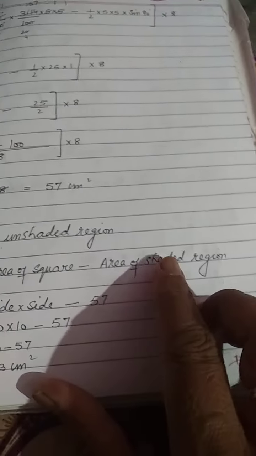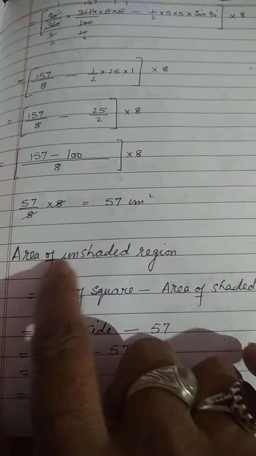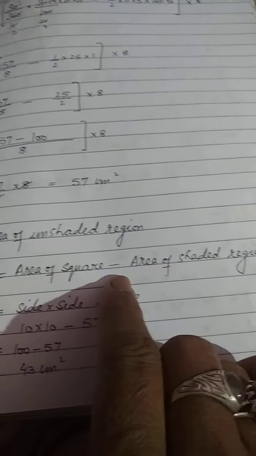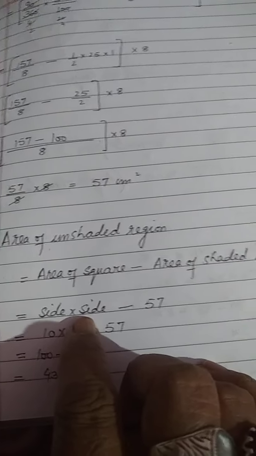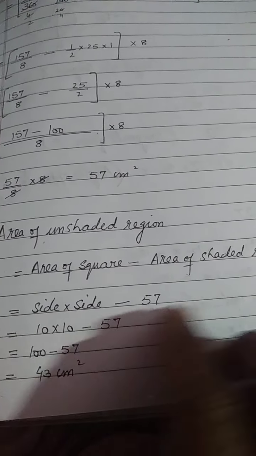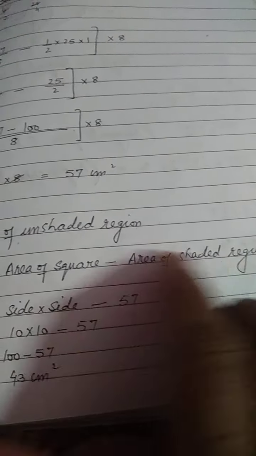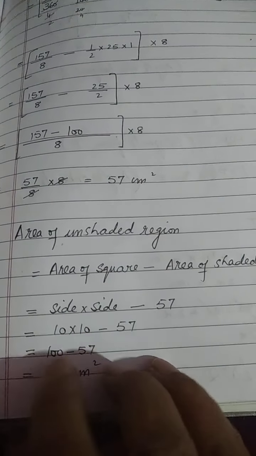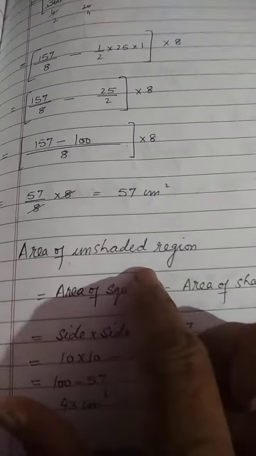Now for the unshaded region, if you subtract the area of this shaded region from the area of the square, you will be able to get the area of the unshaded region. For that purpose, we will write area of square minus area of shaded region. The area of the square is side into side, minus the area of the shaded region, which we have calculated already. So here the side is 10 into 10, 100 minus 57 is equal to 43 centimeter square. That is the area of the unshaded region.